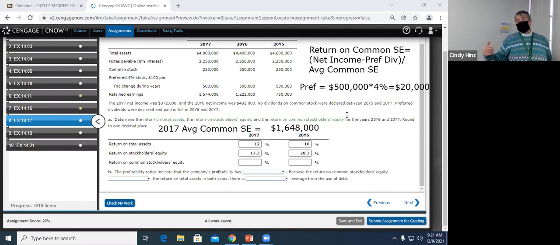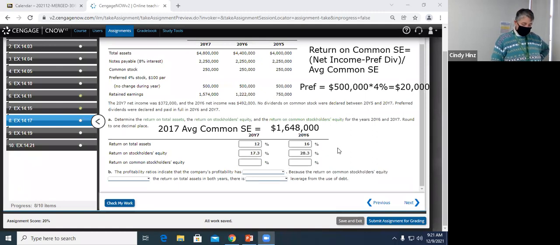As you're reviewing for the exam, I'll just throw out there, remember the difference between cumulative and non-cumulative, that it does tell us they paid the dividend in full for each year. Now we can do our calculation. We have what we need.